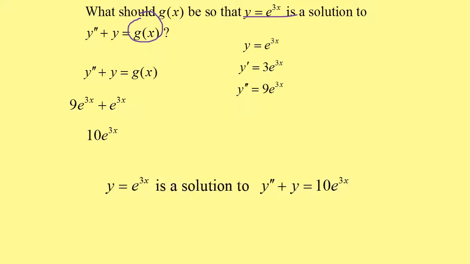Well, it comes out to be 10 e to the 3x. So if this were y double prime plus y equals 10 e to the 3x, then e to the 3x would be a solution. So we'll kind of use that information in some of the problems in this chapter, and then in the next chapter see some better ideas for coming up with solutions.